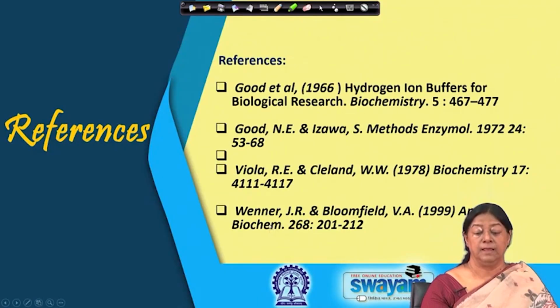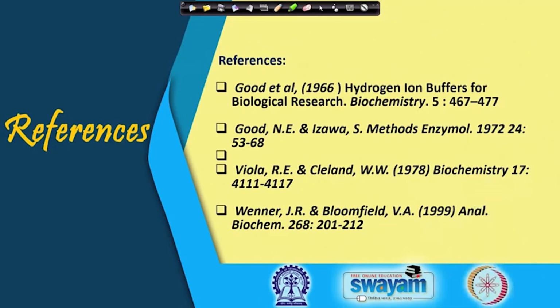The references that we will be considering are Hydrogen Ion Buffers for Biological Research, and Methods in Enzymology, which tell us what buffers are to be used. As I spoke about, there are different specific publication tables available, with options that let us use specific buffers for the specific desired pH.